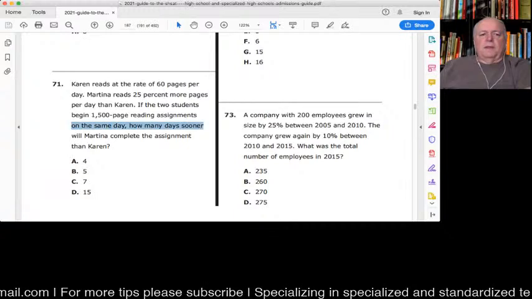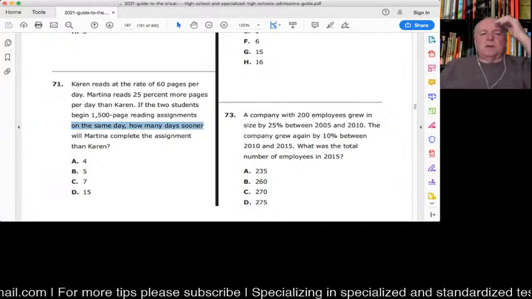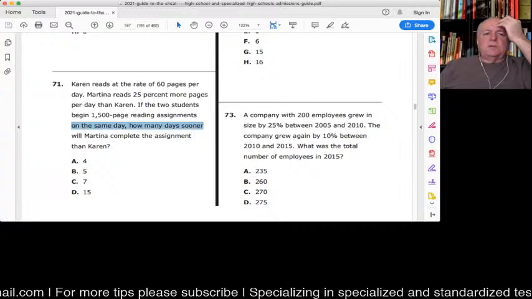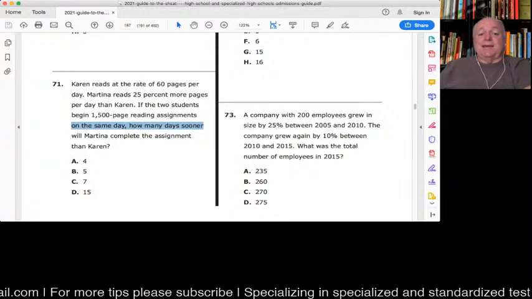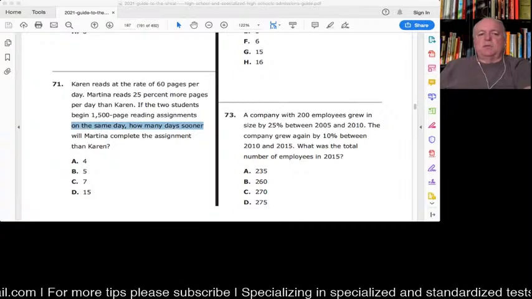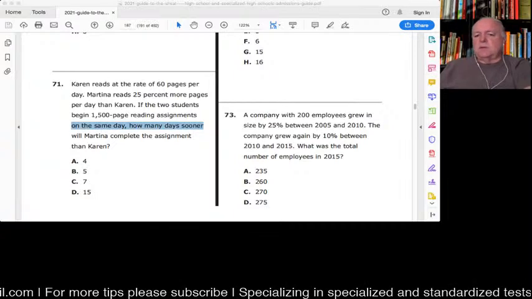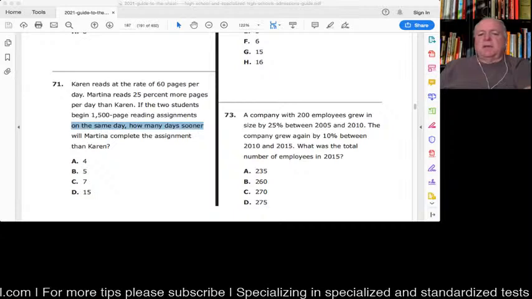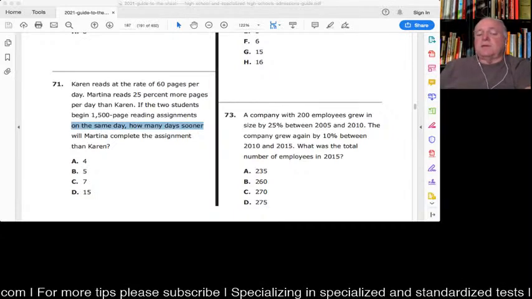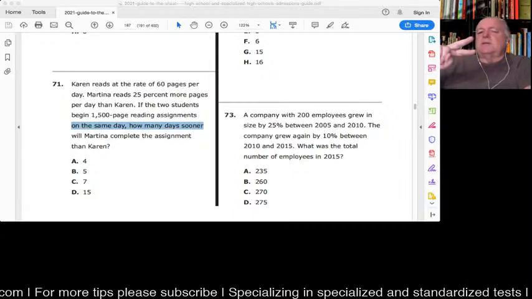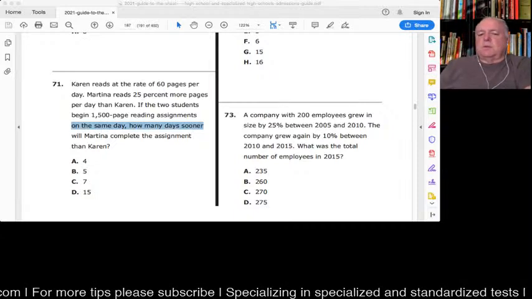And the problem hinges on where it says, Karen reads yada yada. If 2 students begin 1,500 page reading assignments on the same day, how many days will it take them? The problem is when you do some of the computations, even though the answer comes out to an even number, if you see the choices there, 4, 5, 7, and 15, sometimes when two answers are close together, it could be hard to determine what's what.